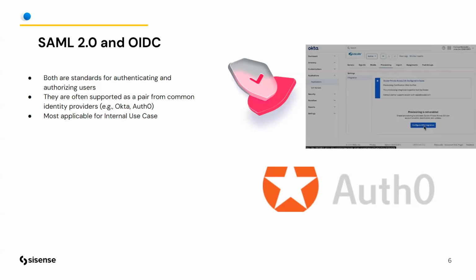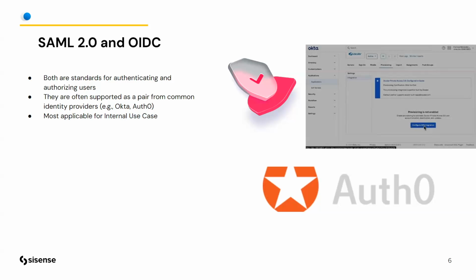So both SAML and OpenID Connect are standards for authenticating and authorizing users. And this is where we get a lot of our questions, both pre and post sales. Our customers will ask us, hey, do you work with Okta? Do you work with Auth0? Do you work with Ping or OneLogin? And the answer is, if they support SAML 2.0 or OpenID Connect, we support them because, again, they're standards.